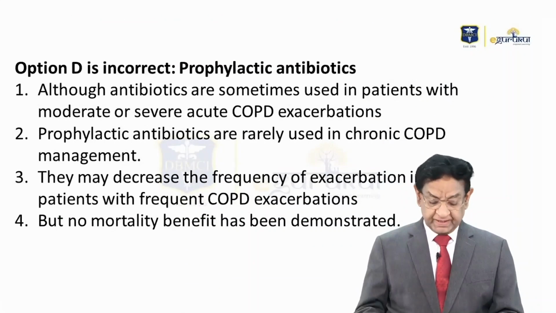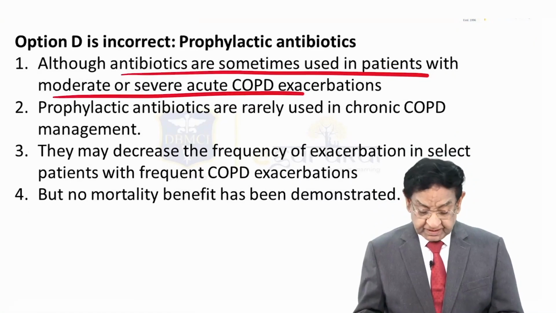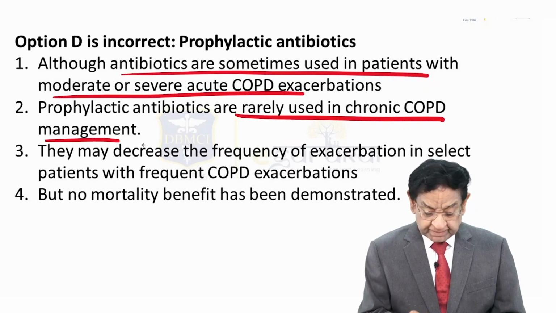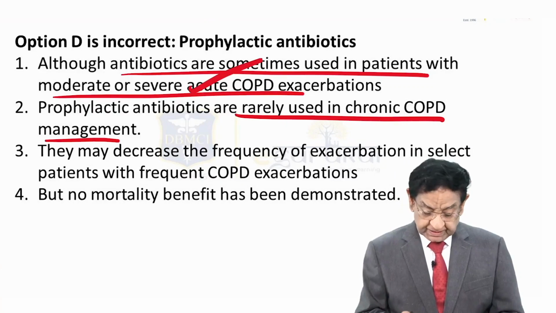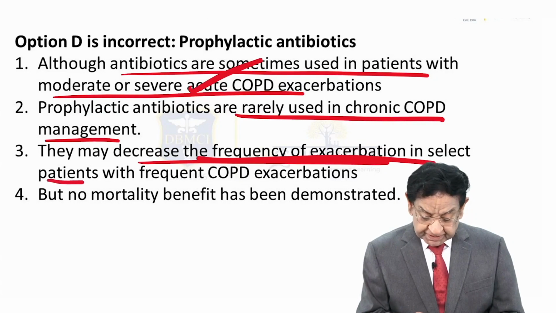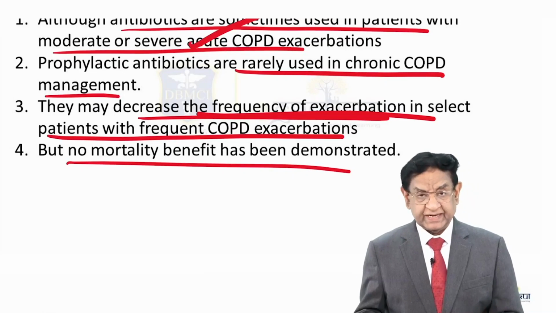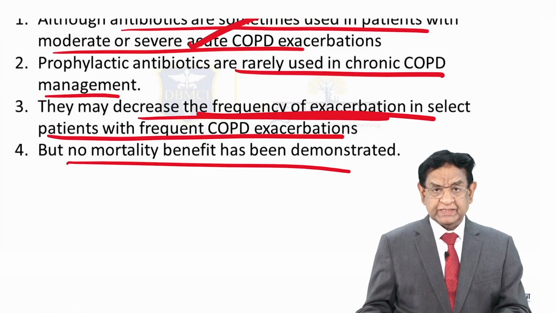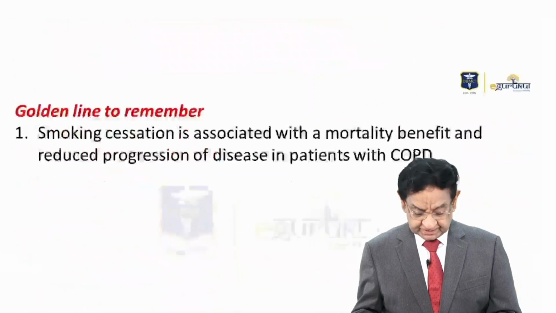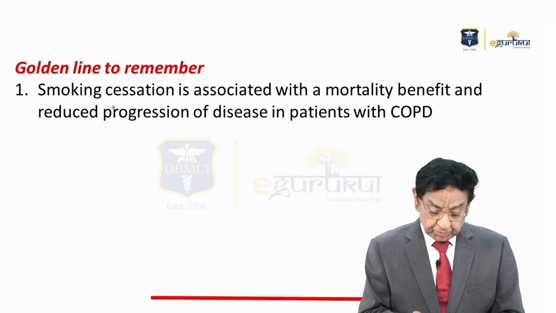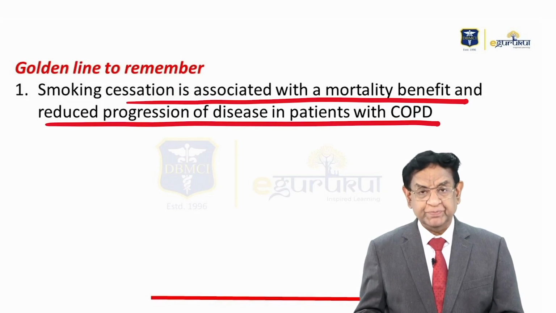What about prophylactic antibiotics? Sometimes we use them in COPD exacerbation. Prophylactic antibiotics are rarely used in chronic COPD management. We can use them in acute settings, especially acute bronchitis. They may decrease the frequency of exacerbation in select patients with frequent COPD exacerbations, but there is no mortality benefit of using any prophylactic antibiotic. So in summary, we can use them in acute exacerbations, especially in acute bronchitis, but not as a prophylactic drug. Golden line to remember: smoking cessation is associated with mortality benefit and reduced progression of disease in patients with COPD.